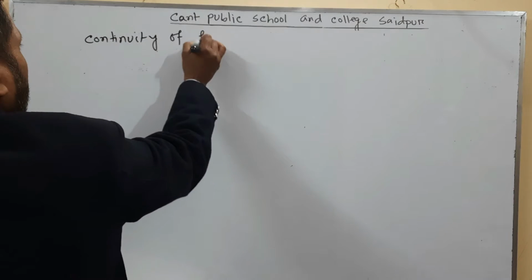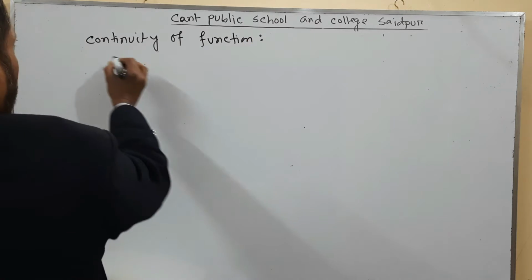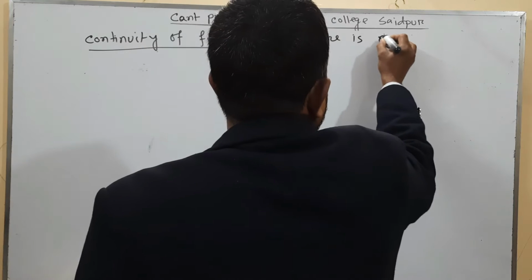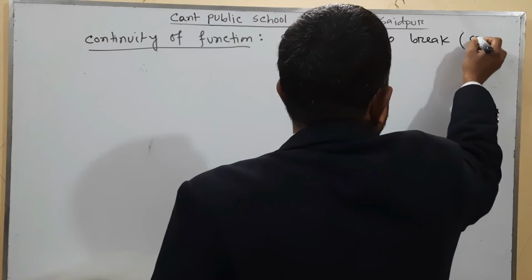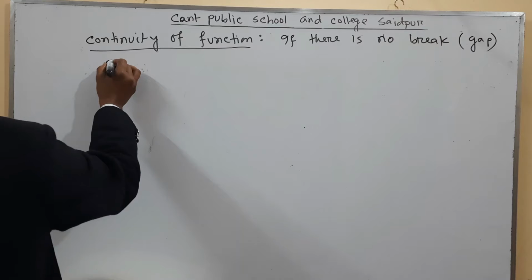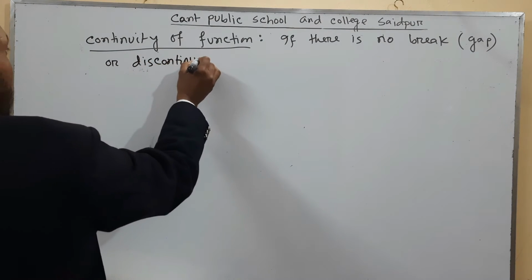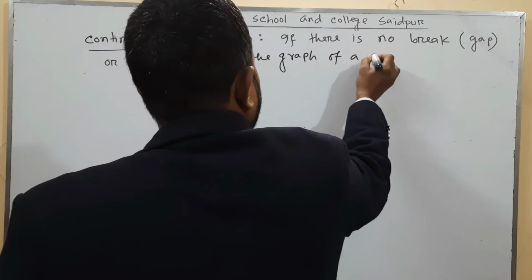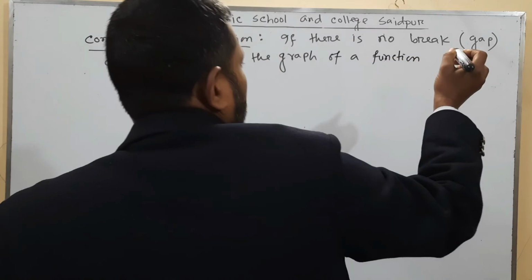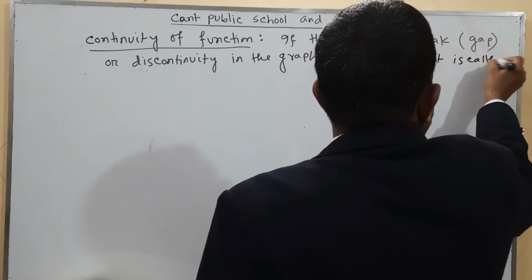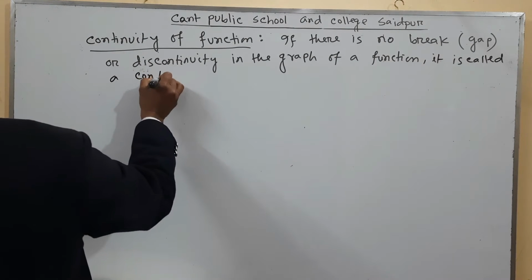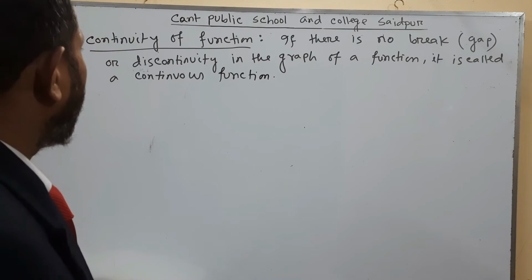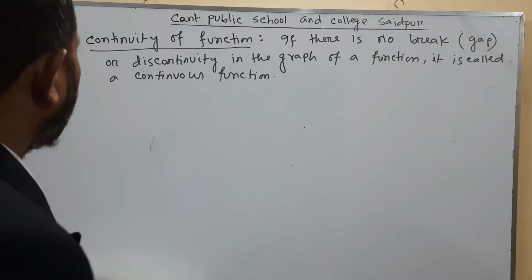Continuity of function. If there is no break, gap, or discontinuity in the graph of a function, it is called a continuous function.